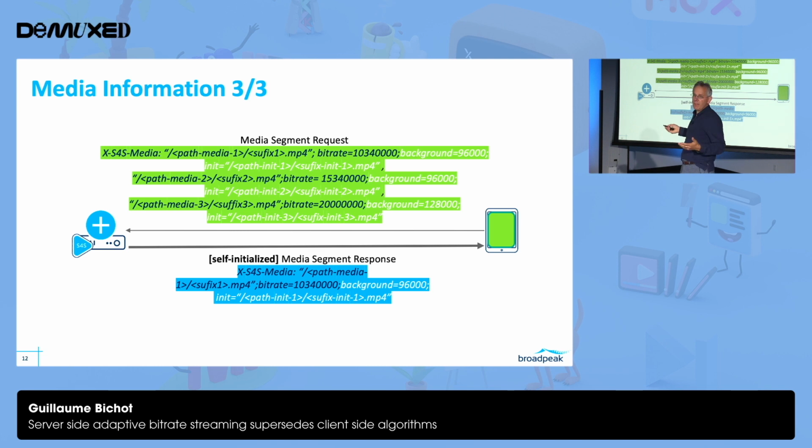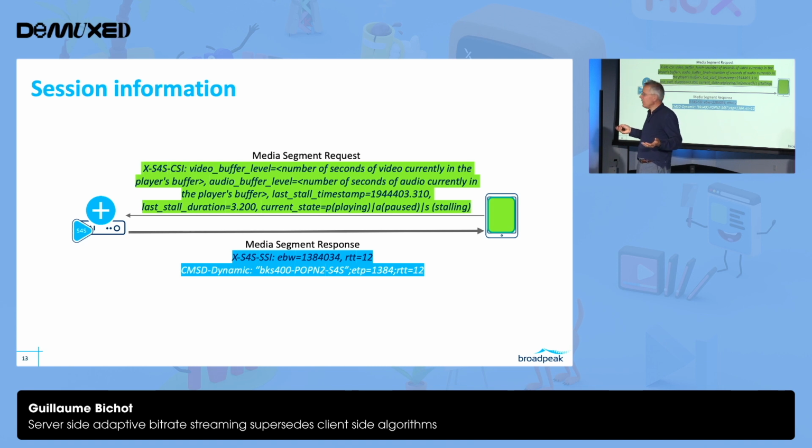But maybe the player doesn't want to handle this because it doesn't support that. So it's just an option. It doesn't need to join and indicate the initialization path. In that case, it will manage the initialization segments like it used to do, right? Conventionally, I would say.